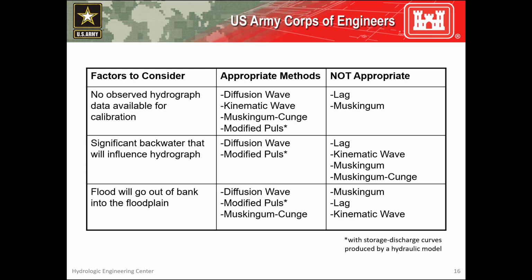Conversely, methods that can estimate parameters using physically measurable data are a good bet. When backwater effects are present that will influence the routed hydrograph, only the diffusion wave and modified Puls methods can produce accurate results. Other hydrologic methods won't work well. When floods produce stages that go out of bank and there's significant storage that will affect the results, only methods that calculate hydraulic properties of the overbanks separately from the main channel are appropriate for use, like Muskingum-Cunge.